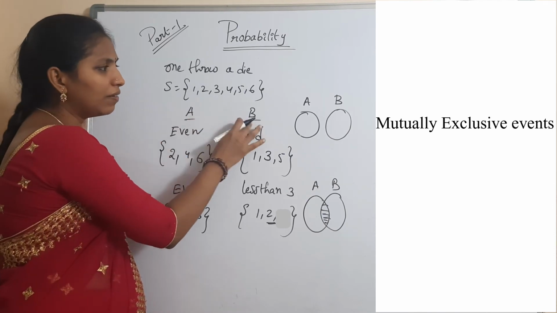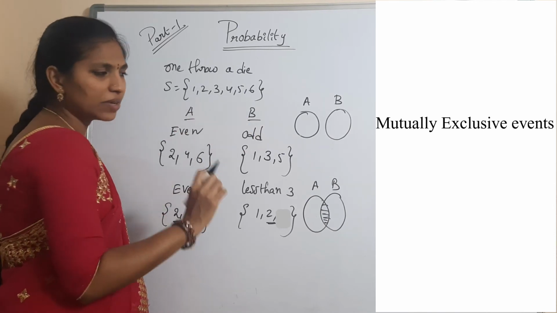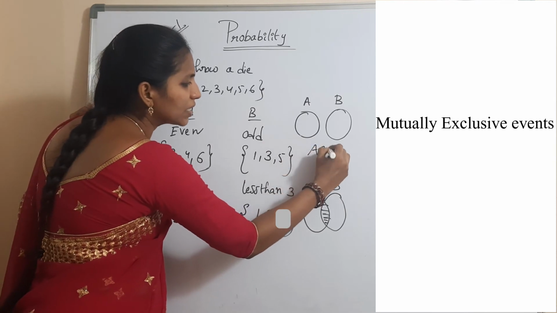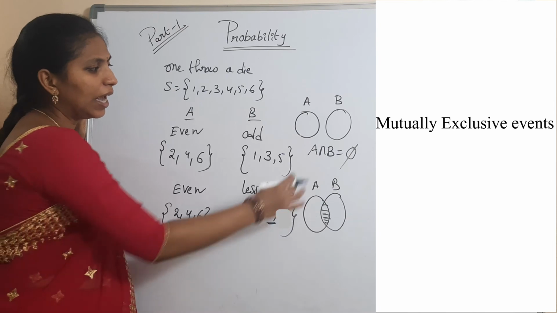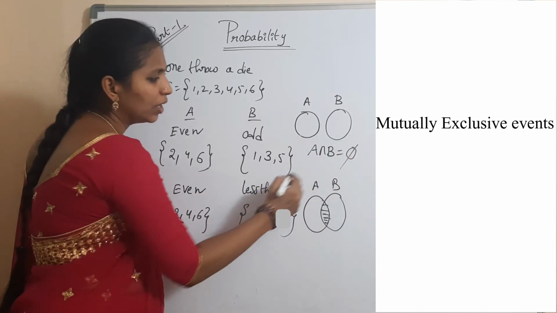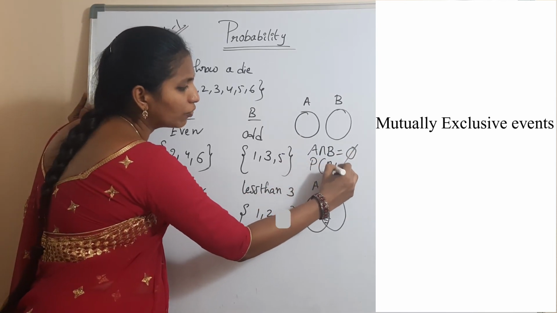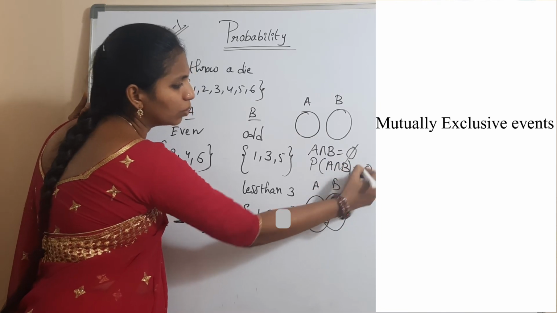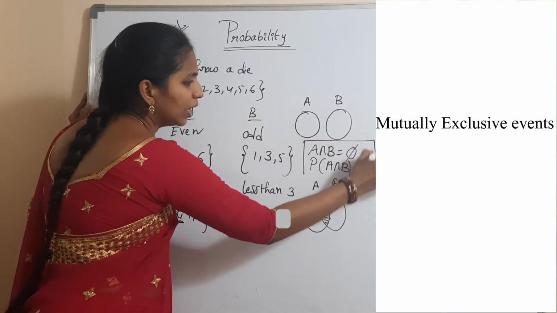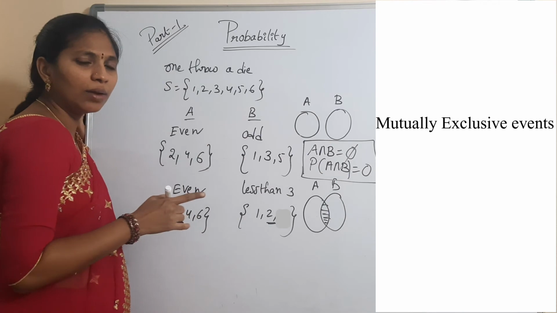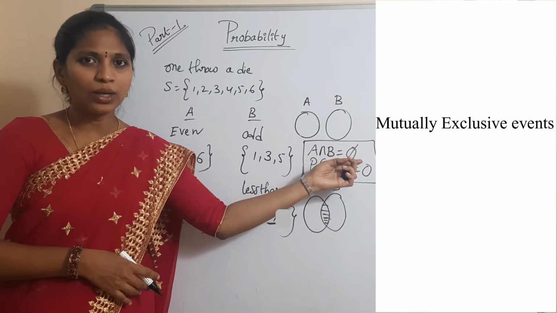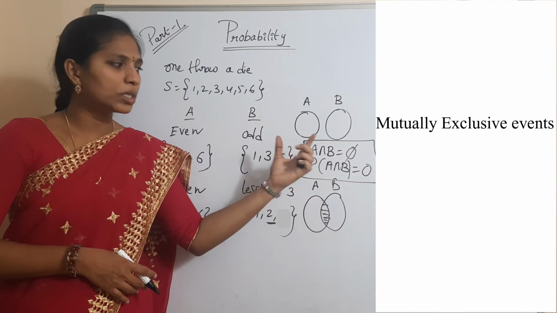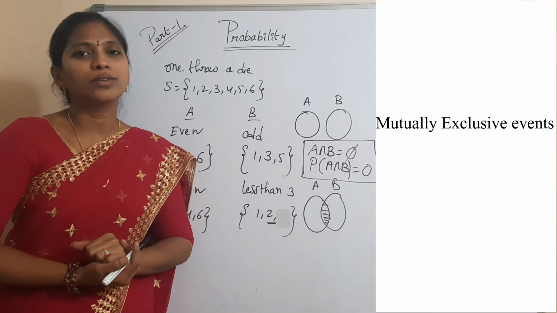If any two events are mutually exclusive events, then their intersection is null. A intersection B equals null set. This means probability of A intersection B equals 0. If any two events are mutually exclusive, then the intersection part is a null value. Then the probability of that intersection part is 0.